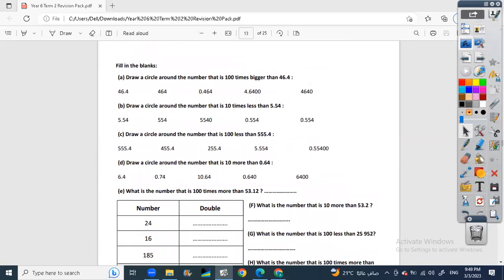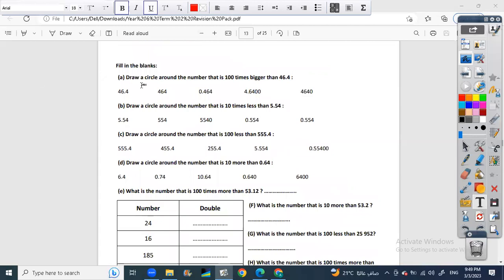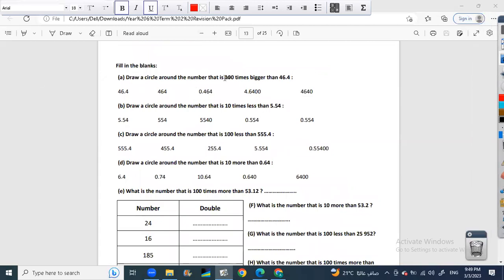The next part over here is if I say to you something that is 100 times more another number or 100 times less another number. So let me write something over here.